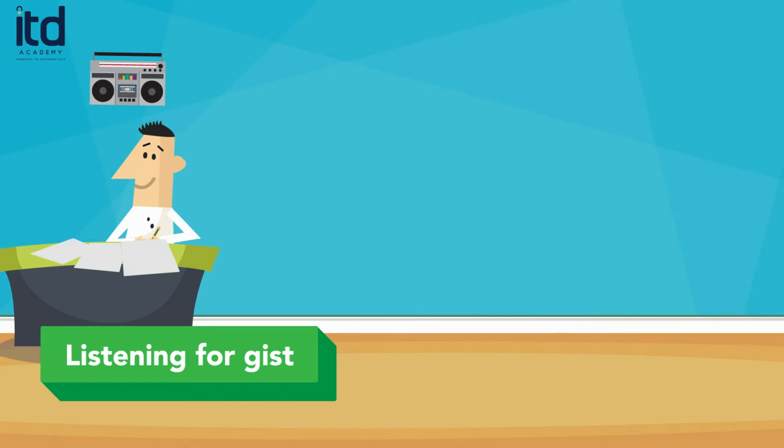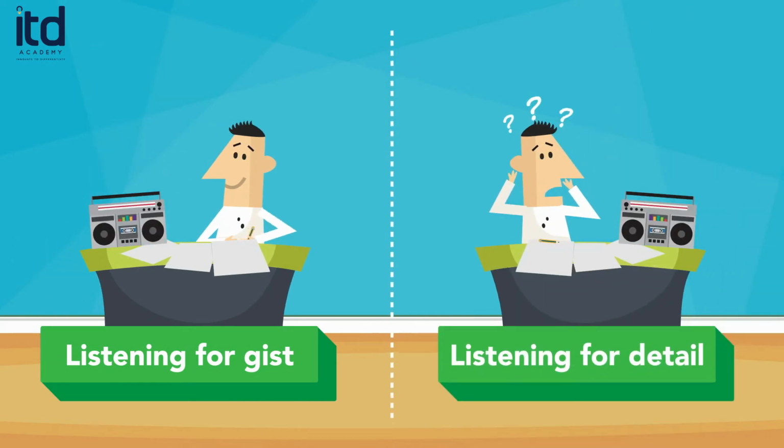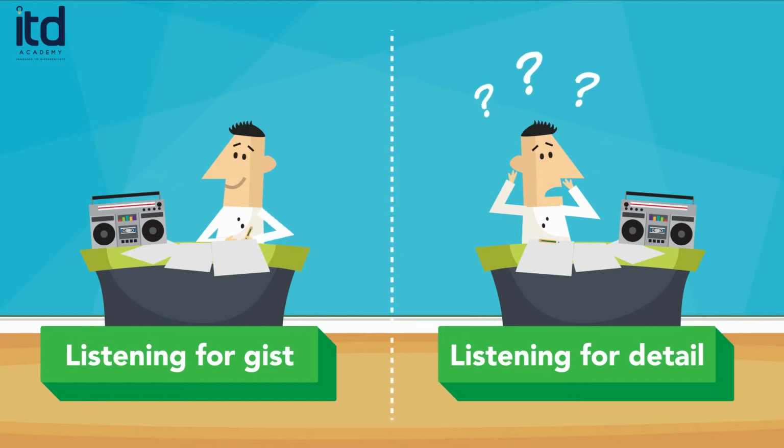Listening for gist and listening for detail should be carried out separately from each other. It is difficult for students to do both at the same time. Check tasks to make sure that you do not have them trying to do too many things at once.